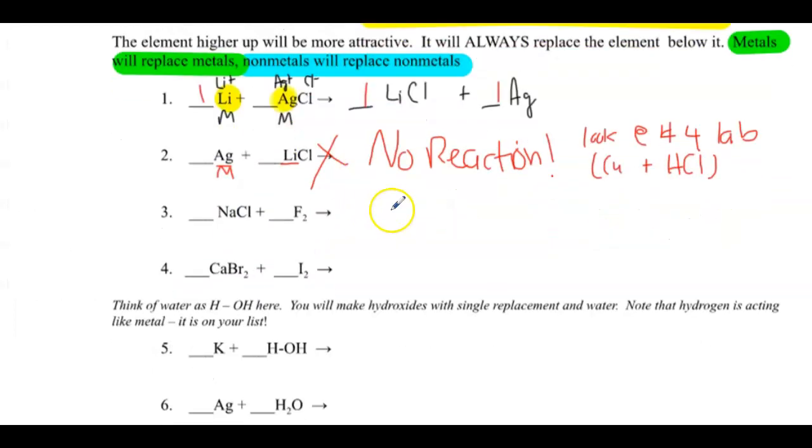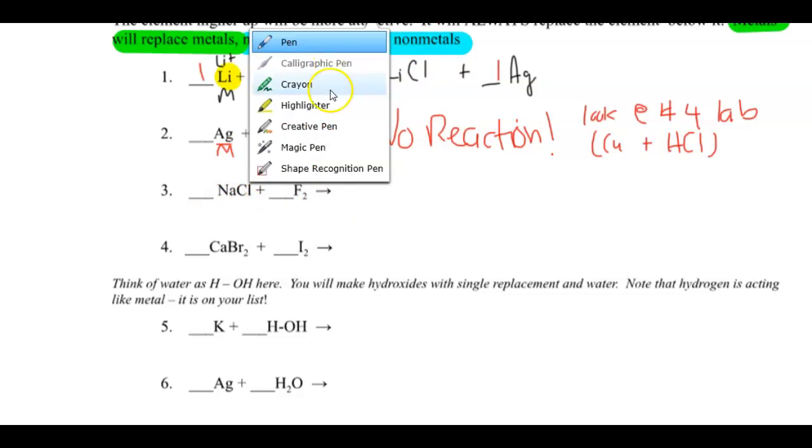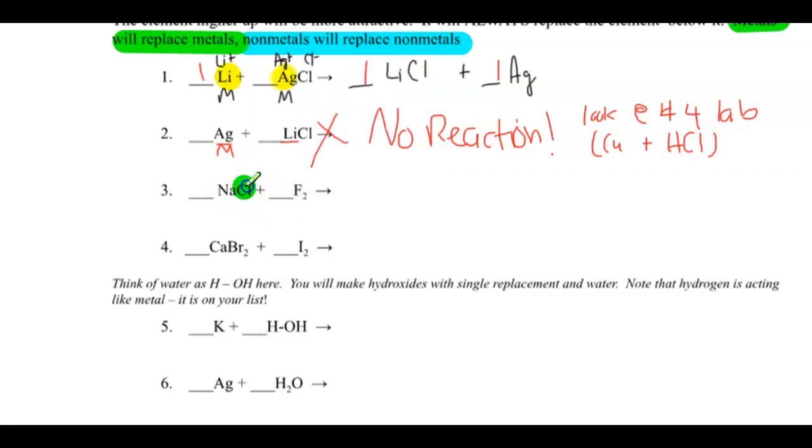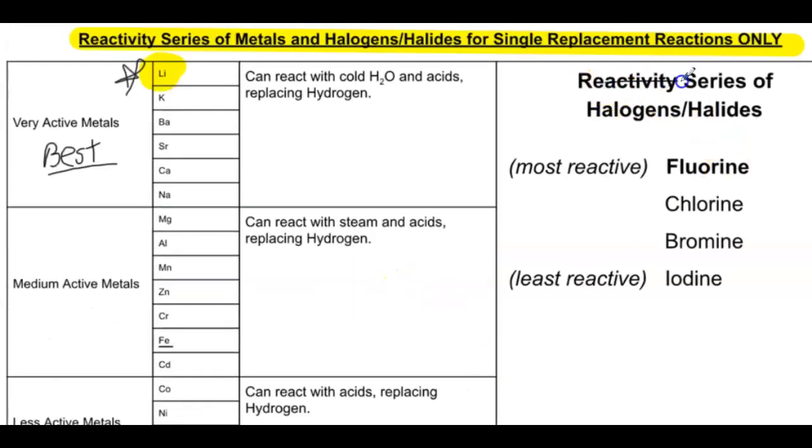Okay, let's try a couple more. So we have sodium chloride plus fluorine. Now this time there's one metal, but there are actually 2 nonmetals. So right now, fluorine is what's trying to replace chlorine. So let's see, will fluorine replace chlorine? This time we've got to look over on the reactivity series.